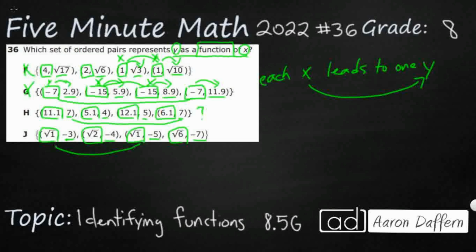With H, even though I repeat the y's, that's fine. Does each x lead to 1 y? Yes, 11.1, 5.1, 12.1, 6.1, they all lead to 1 y. Even though these y's repeat, I'm not so worried about that. I want each x to lead to 1 y. See what's wrong with J. My square root of 1 leads to both -3 and -5. So that's why when you repeat the x's, that means it's not a function, because each x needs to lead to just 1 y. My answer here is going to be H.